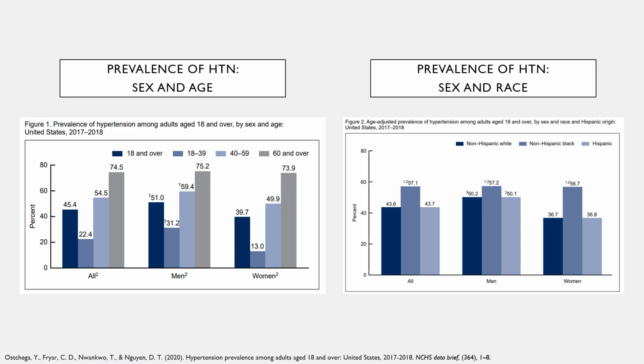So these graphics illustrate the data that was provided on the previous slide. The first graph on the left displays the prevalence of hypertension by sex and age. Men aged 60 and over had the highest prevalence at 75.2%. The second graph on the right displays the prevalence of hypertension by sex and race. Non-Hispanic black men had the highest prevalence of hypertension at 57.2%. So with this research, I was able to see that my patient fell into a lot of these categories where the prevalence of hypertension was the highest.